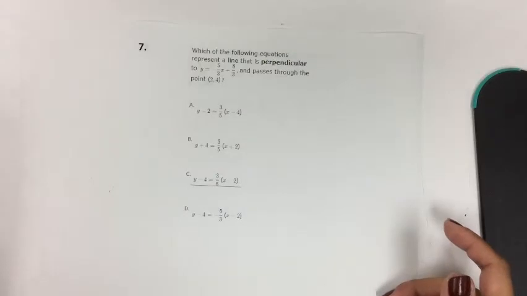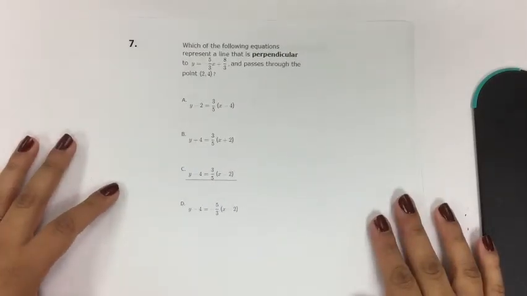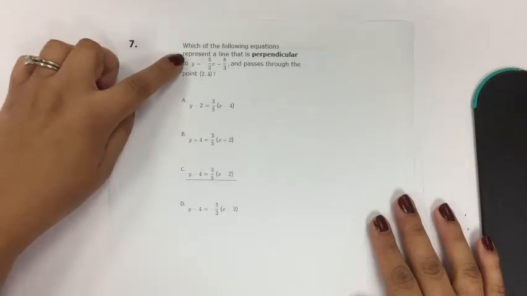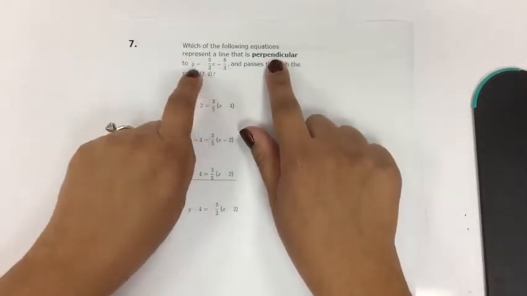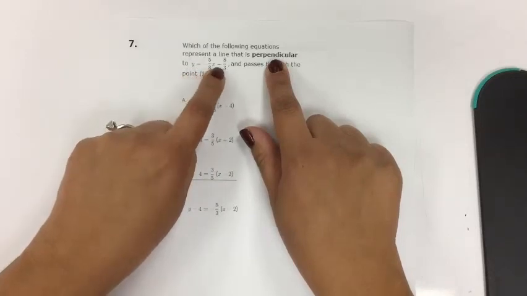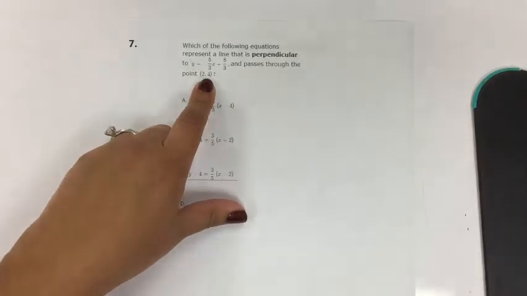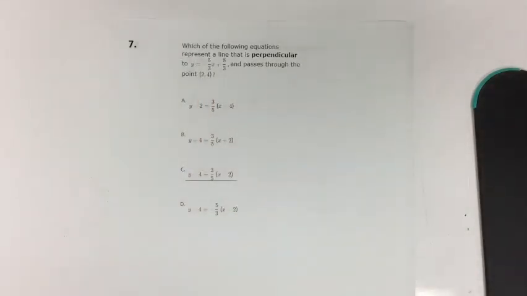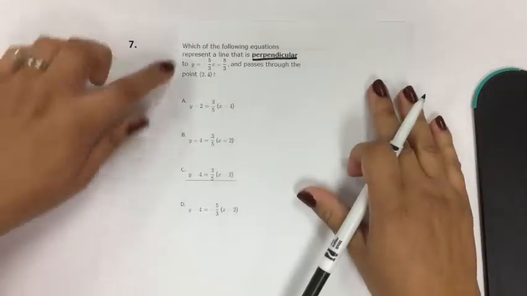Okay, next one. Number 7. Which of the following equations represent a line that is perpendicular to this, y equals negative 5/3 x plus 8/3, and passes through the point 2, 4? Well, first off, I need to figure out my slope. So remember, we want it perpendicular to.